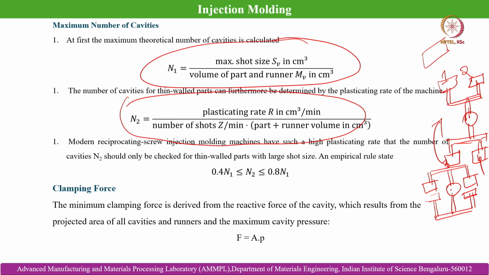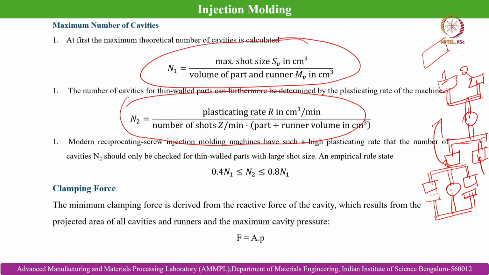Because here it also considers the plasticating rate of the equipment, because even after the maximum shot size is there, the plasticating rate determines what could be the processing cycle that can be implemented in that particular injection molding setup. So, considering that, if you design the injection mold die cavity, then you can significantly enhance the production capacity, and the number of parts that can be developed.